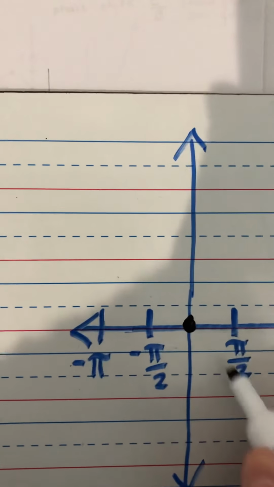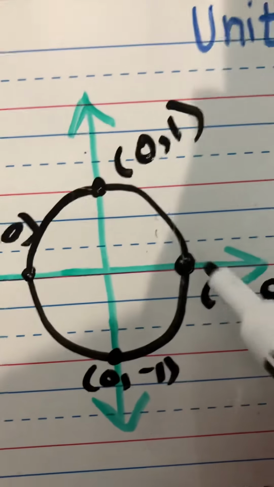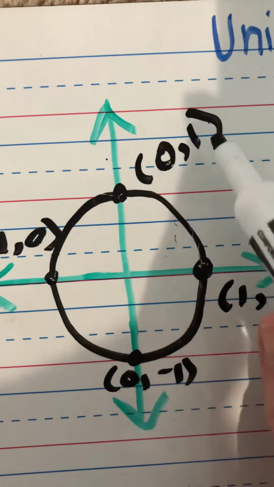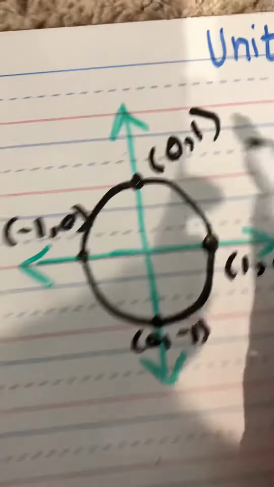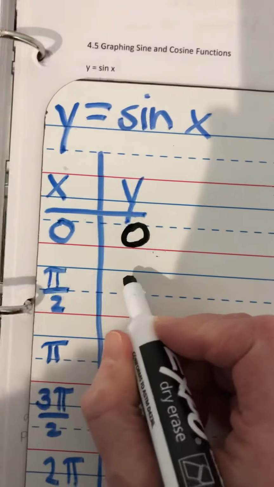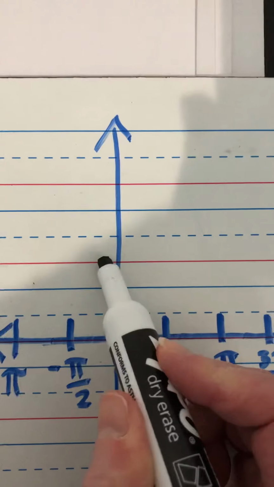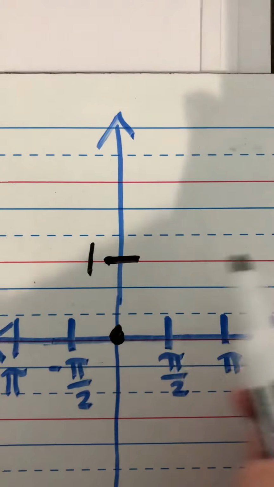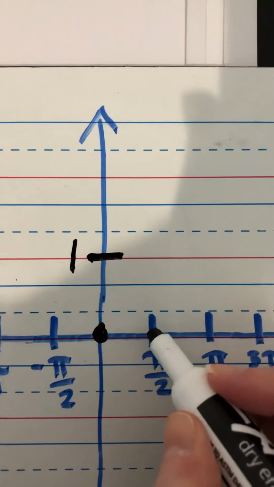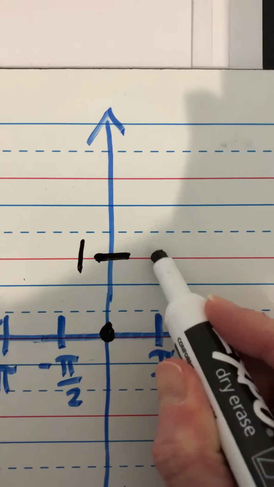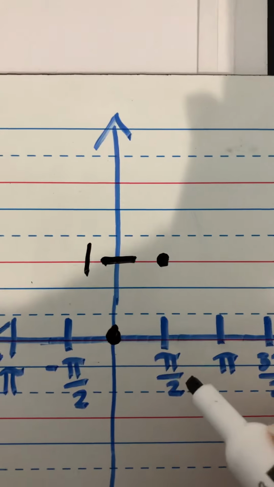Next, we're going to look for pi over 2. Pi over 2 is 90 degrees. The sine is 1. It's the y coordinate. So the sine of pi over 2 is 1. And so I'm going to have to label 1 on my y-axis. The sine of pi over 2 is 1.